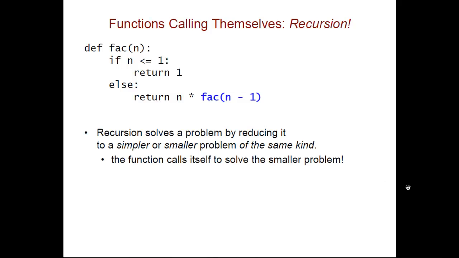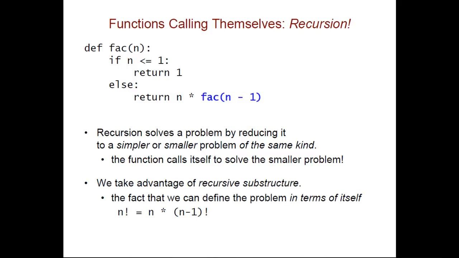And the idea here is that the function is taking the original problem, which is computing the factorial of n, and reducing it to a simpler or smaller problem of the same kind, which in this case is computing the factorial of n minus 1. And then once we have the solution to that smaller problem, we can use that to solve the larger problem by multiplying the result of fac n minus 1 by n.